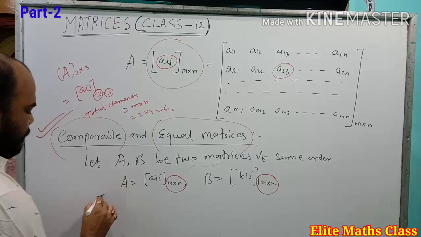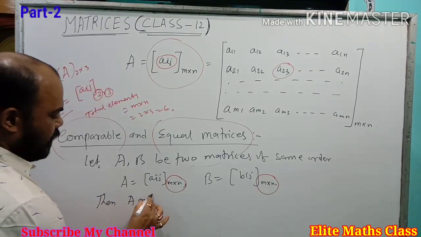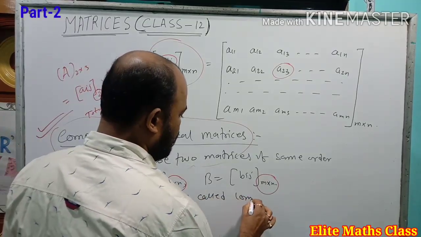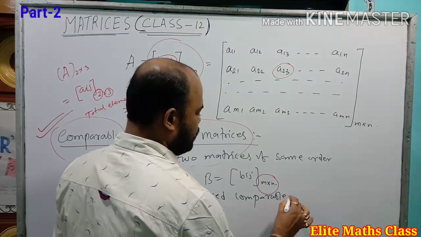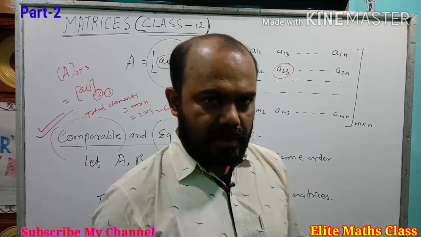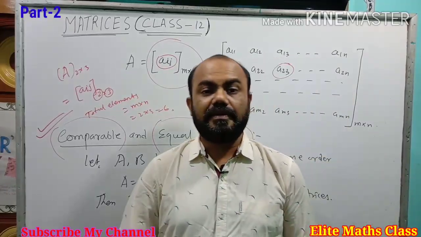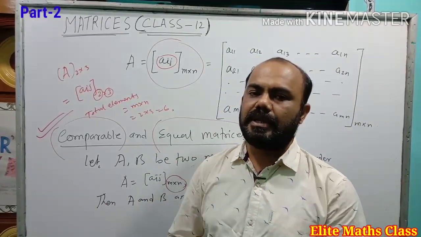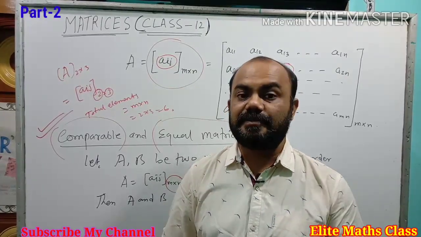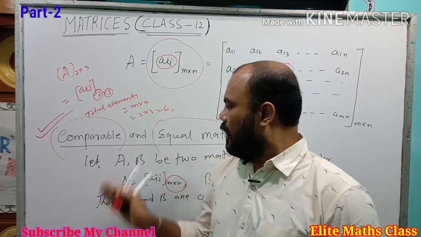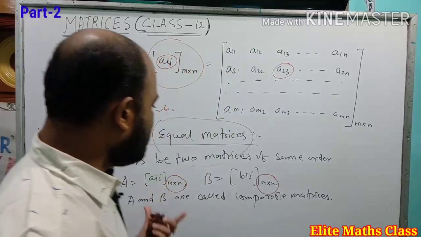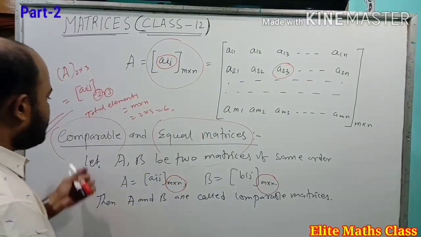Then A and B are called comparable matrices. That is, two matrices are said to be comparable if they are of the same order. That is, in the two matrices the number of rows must be the same and the number of columns must be the same, irrespective of their elements. Clear? So in two matrices, whatever the elements are, if the orders of the two matrices are the same, then the two matrices are said to be comparable.